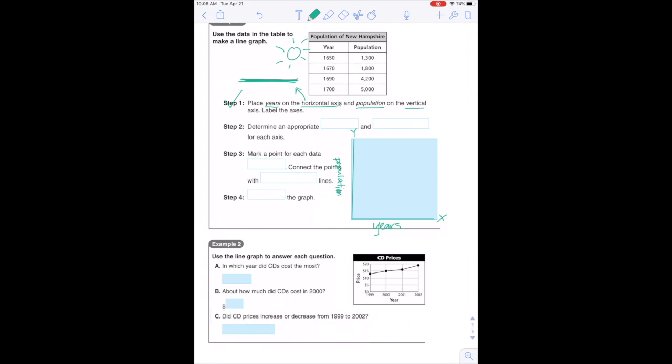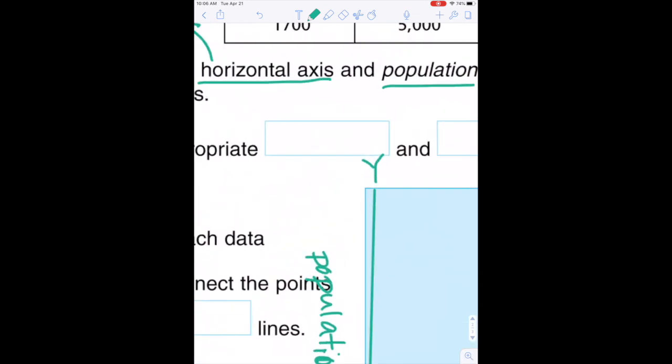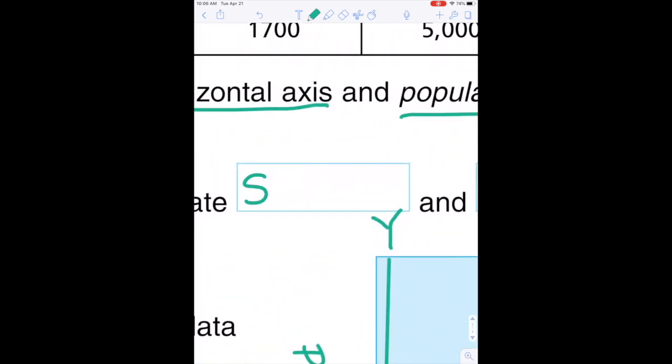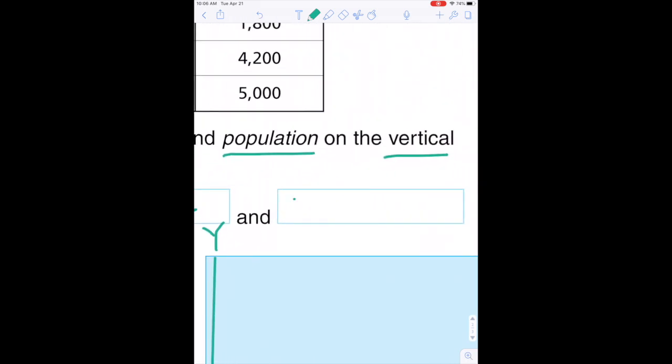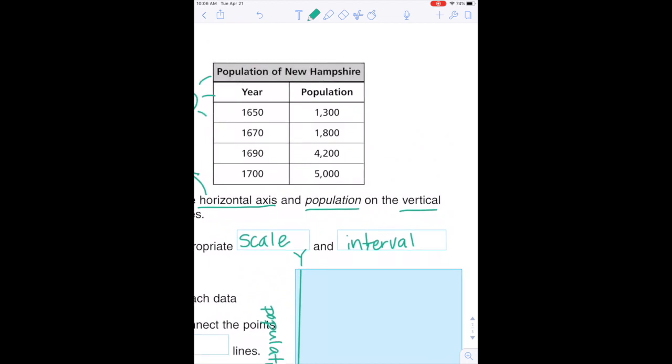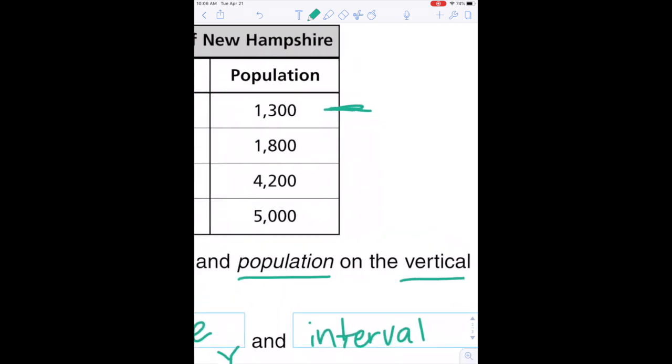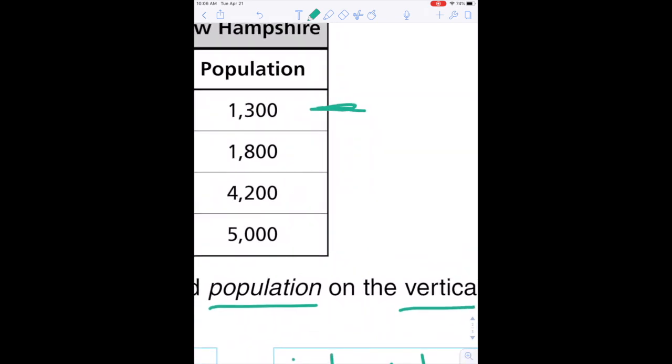So the next thing that we need to determine, step 2, determine the appropriate scale, which means how big we will make the graph, and interval. That means what we'll count by for numbers, because if you look at our population here, it's going to take up a huge space if we count by ones, right?